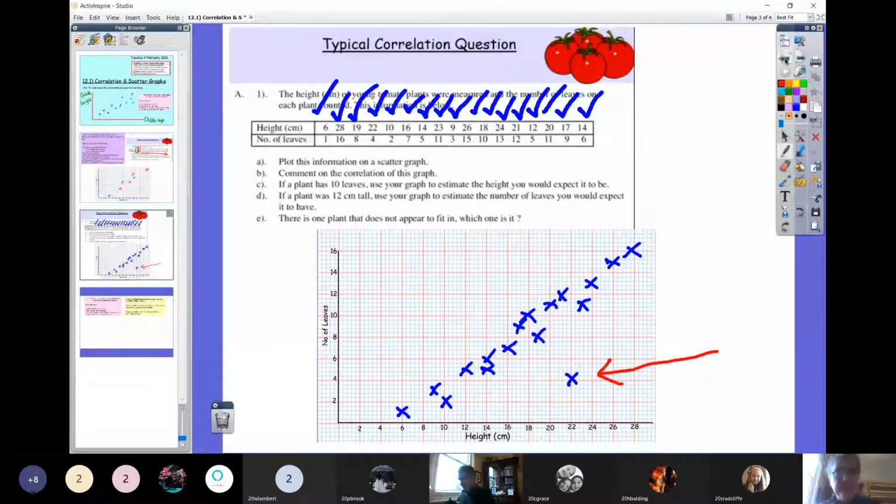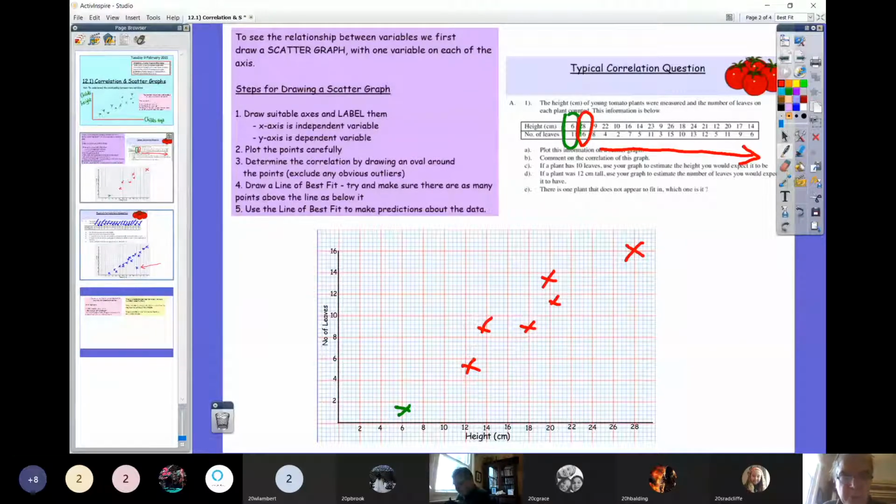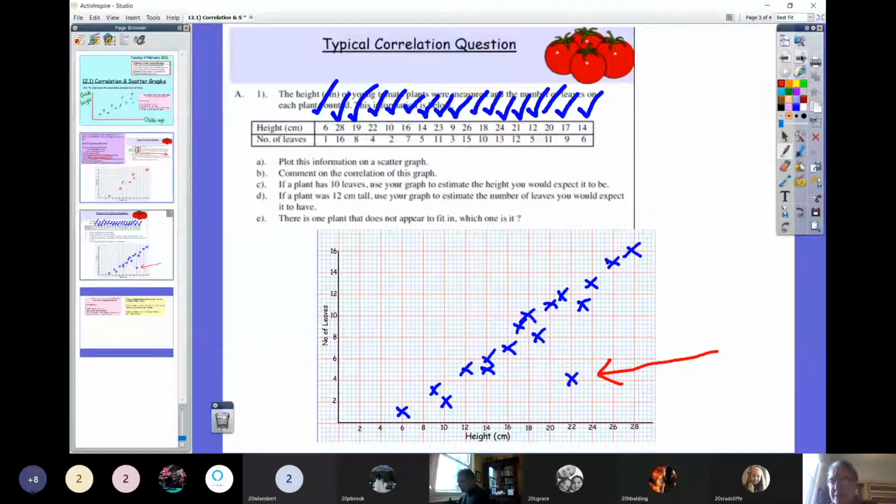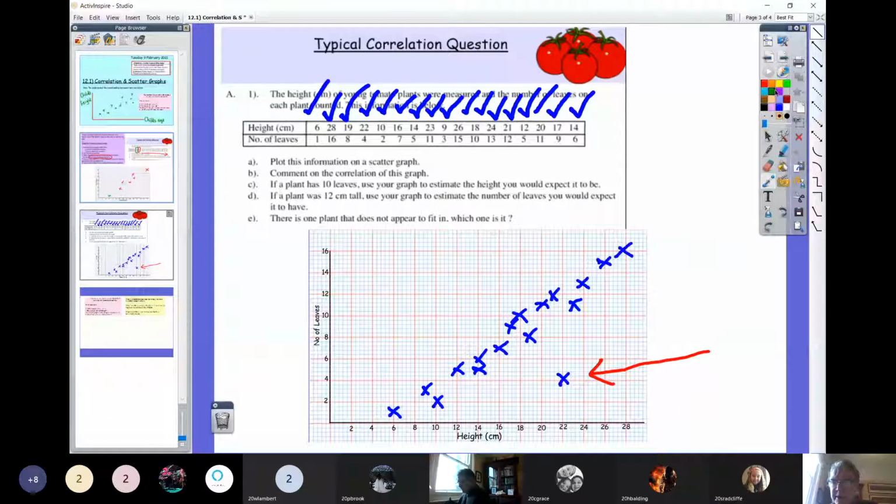So what do we have to do? We draw an oval around it, excluding any obvious outliers. So ignore any that are breaking the trend. And then you draw a line of best fit. Try and make sure there are as many points above the line as below it. So what we're saying there is, and this is not very mathematical, you're just doing it by eye. So you get out your ruler and you just try and draw a line going through those points, something like that, where you've got as many points above it as below it. And that affects the general trend, okay?